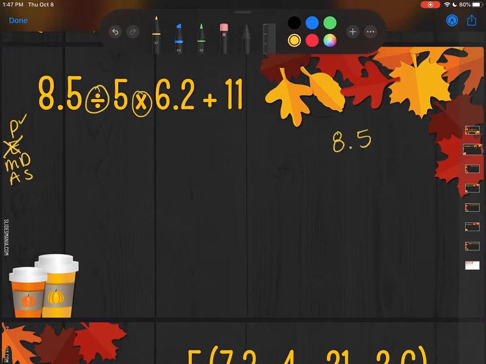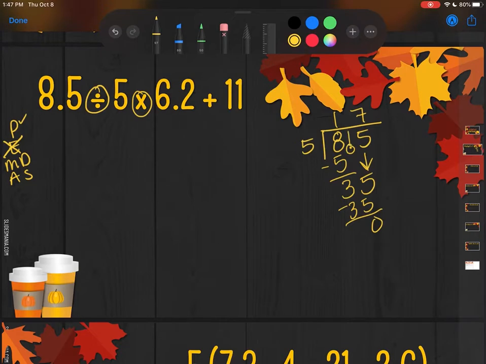So these problems, you'll probably have to do some work on the side, right? 8.5 divided by 5. Well, 5 goes into 8 one time. 1 times 5 is 5. Subtract and you get 3. 5 can't go into 3, right? So I bring down this 5. 5 goes into 35, though, 7 times. 7 times 5 is 35 exactly. I subtract and I get 0. So then I make sure to bring my decimal up from my problem into my answer, end up with 1.7. So 8.5 divided by 5 was 1.7.